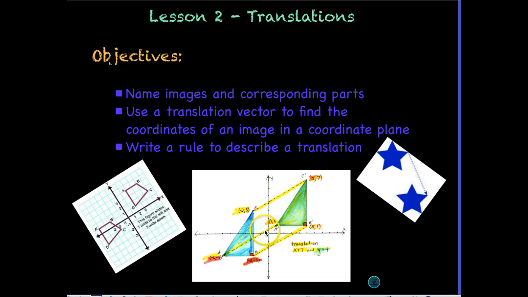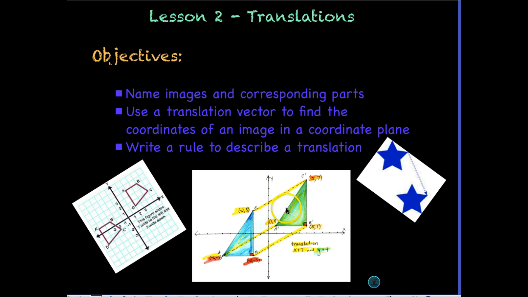Down here I have some examples of different translations. We have a star here, and as you can see, all we have done is slid the star to a new location, and that is basically what a translation is. We are going to be doing this on the coordinate plane, so we're going to have coordinates for each vertex, each point of our object. And when we look at the coordinates, when we translate, we take the coordinates and we add or subtract x values and y values in order to slide our original shape to a new location.